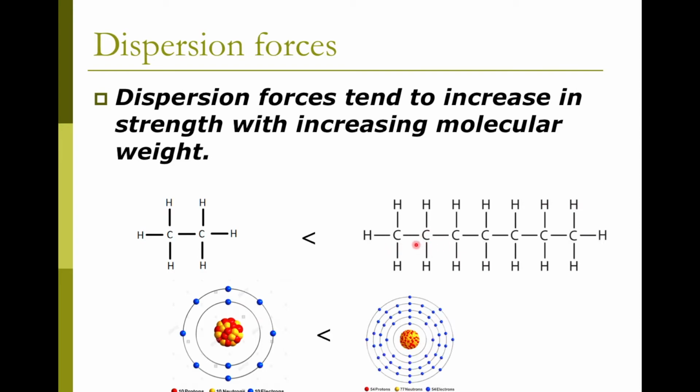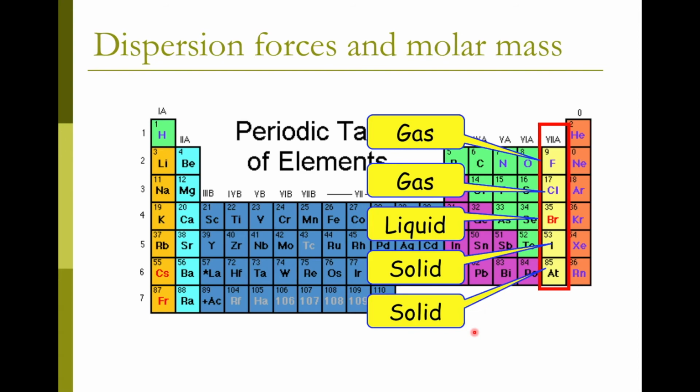So something like octane is going to have more London dispersion forces, or more attractiveness, than something like ethane right here. Something like, I think this is neon, and I think this one is xenon or argon. It has more protons, so it's heavier. And so you'll get more sloshing around, you'll get more of an attraction because it has more electrons. All right.